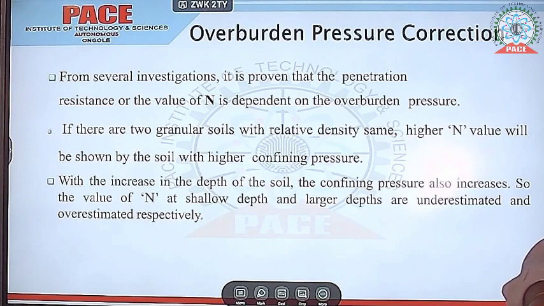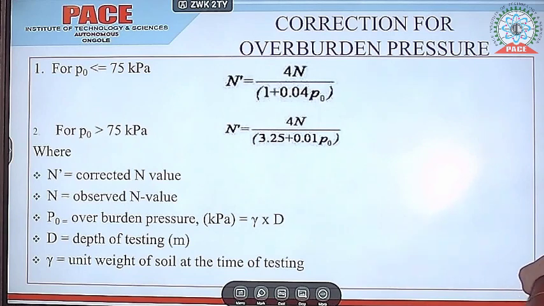So the correction for overburden pressure: for P naught less than 75 kPa, n dash is equal to 4n by 1 plus 0.04 P naught. When P naught is greater than 75 kPa, n dash is equal to 4n by 3.25 plus 0.01 P naught, as shown in the table. Where n dash is the corrected value, n is the observed value, P naught is the overburden pressure.